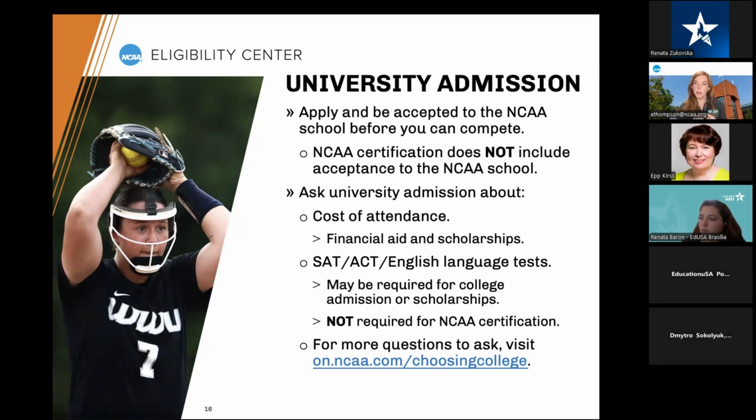But if you wanted to compete for Elizabeth University, you would have to apply to that university and be admitted based on that university's admission standards. And there are things that can vary from the admissions requirement to NCAA athletic eligibility. One of those things is maybe a requirement of an SAT or an ACT or an English language test, such as a TOEFL, IELTS, Duolingo. There are lots of different ones out there that are required in the admissions process. Those are not required for NCAA athletic eligibility, but most likely going to be required for you to be admitted to the university that you ultimately choose to attend.